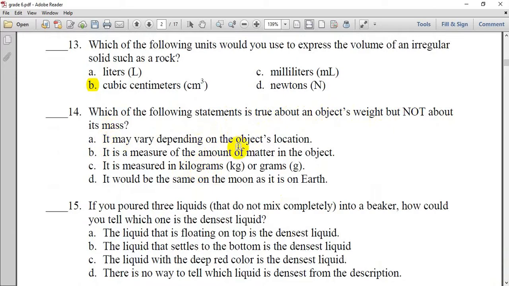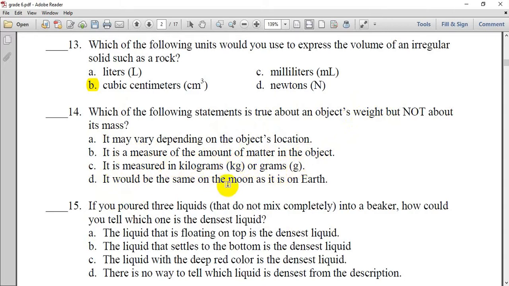It may vary depending on the object's location, or it's a measure of the amount of matter in the object. The measure of the amount of matter in the object, this is mass. So this is something true about mass, not true about weight. And here we need to find something true about weight. It is measured in kilograms or grams. This also is for mass. True about mass, not true about weight.